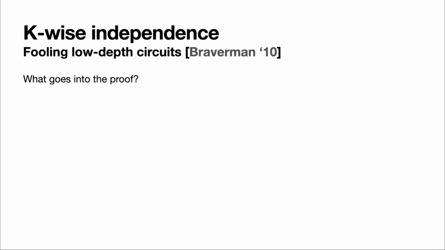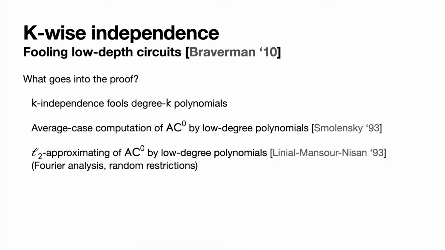Just to see what goes into the proof? Of course, we're not going to prove it, but what is being used? k-wise independence fools degree k polynomials. This we said. The notion of average case computation of AC0 circuits. You have an exercise along this line due to Smolensky. The LMN result of L2 approximation of AC0 circuits. This uses Fourier analysis and random restrictions, both of which we'll hopefully talk about.